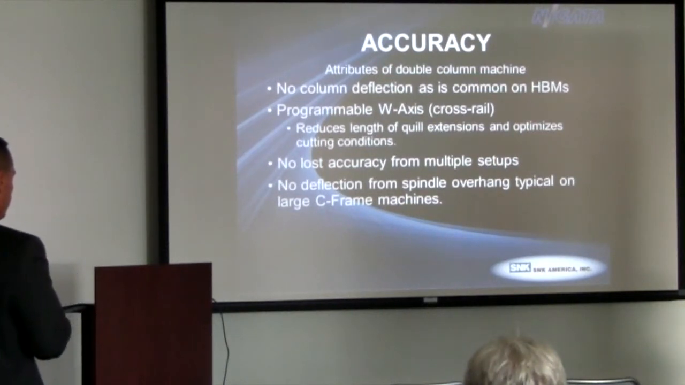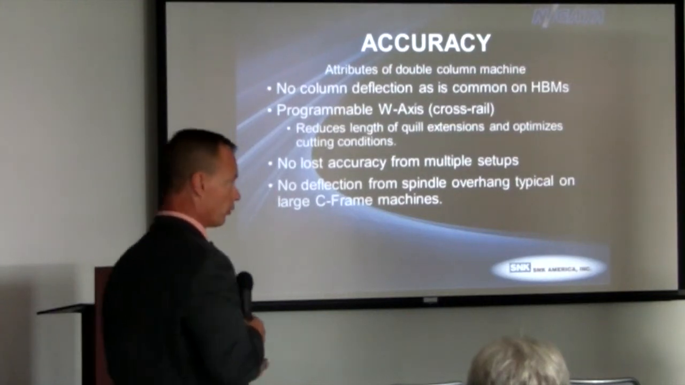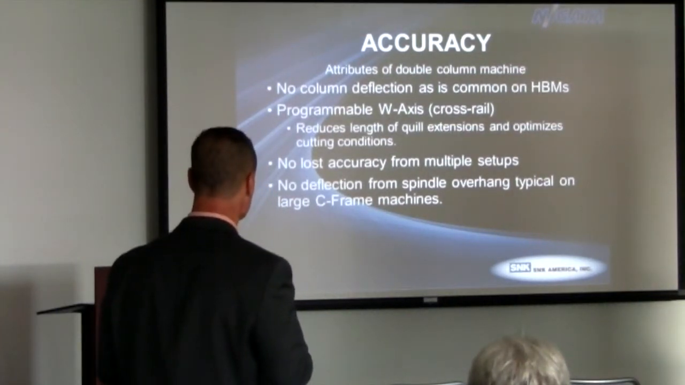And we have no deflection from the overhang on a C-frame style machine. Again, for the same reasons, we have our cross rail and can position right to the part.